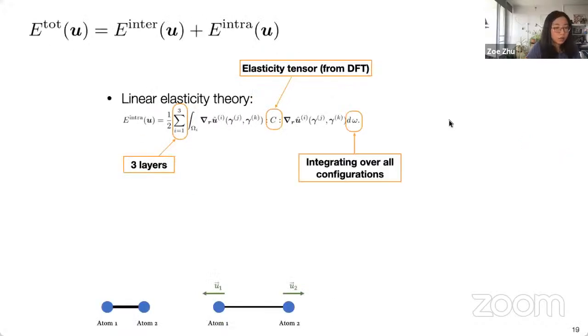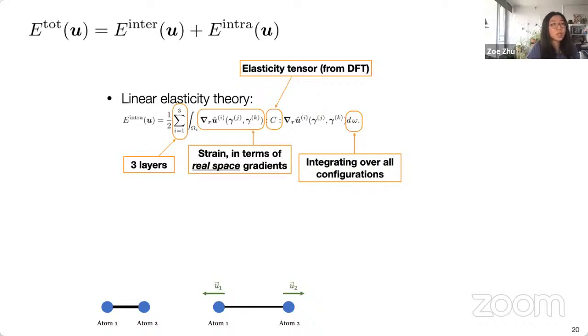And finally, of course, we have to integrate over all configurations. And finally, this gradient of U is the strain tensor, which is defined in terms of real space gradient. And for the strain tensor, there is a convergent factor between real space and configuration space. And that convergent factor is what gives you the twist angle dependence.